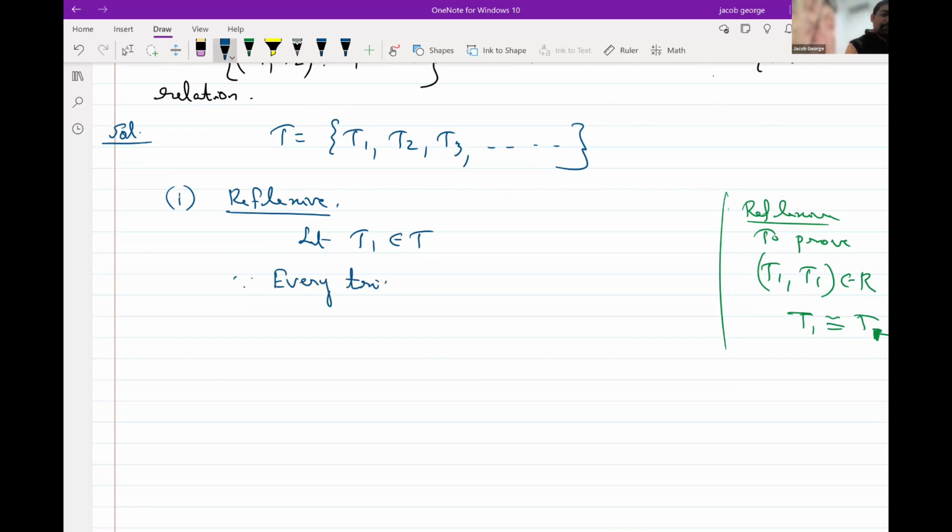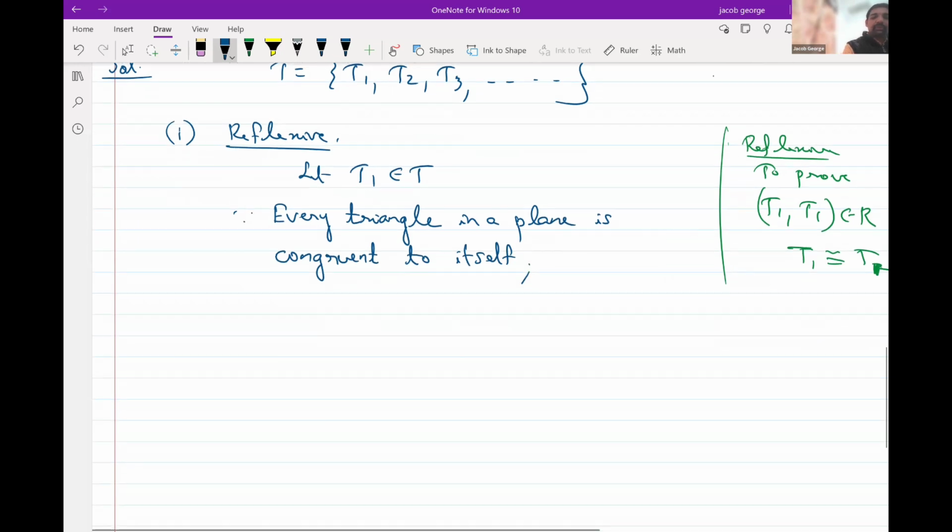since every triangle in a plane, plane means plane surface in a paper or in a board, that is called a plane surface. Since every triangle in a plane is, yes, what's the point, children? Is congruent to itself. Yes, what do you write? T1 is congruent to T1.